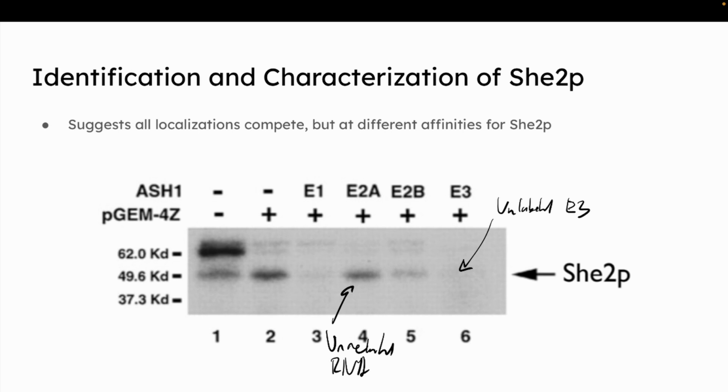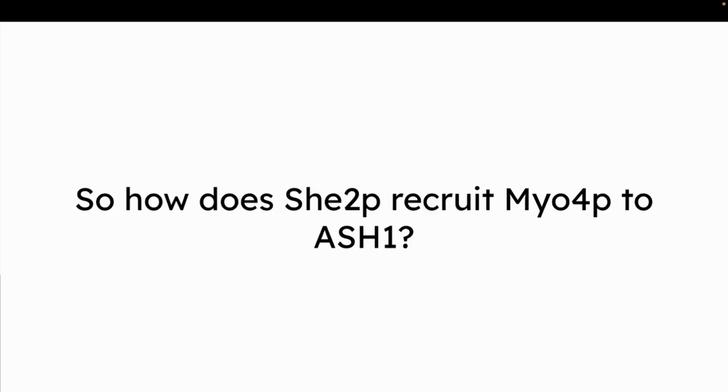And obviously, the reason why we can distinguish the sizes of these bands is that how big SHEP2 is will determine how big the subsequent protected region would be, right? And so scientists could figure out that this was SHEP2. You could use a DNA ladder or whatever, or some controls. So how does SHEP2 exactly recruit this myosin protein to ASH1, right? Because now we clearly see that there is some connection between SHEP2, ASH1, and therefore myo4P, right?